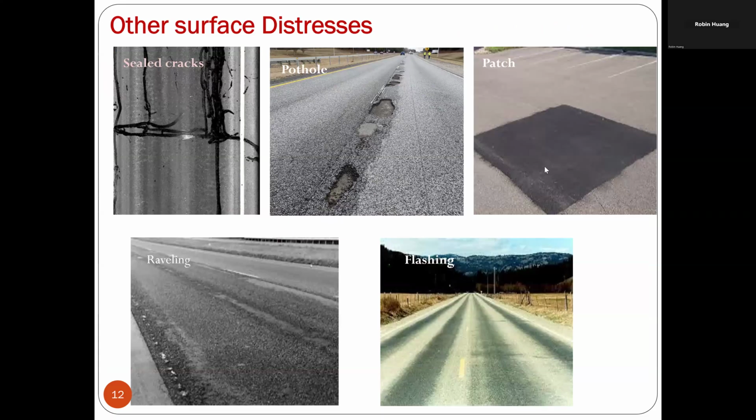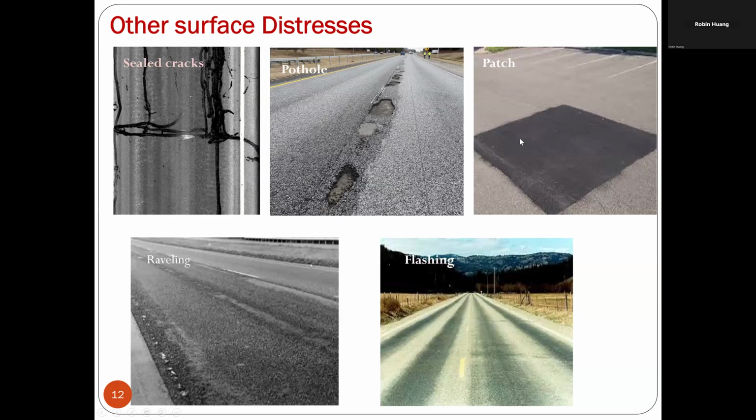So the other distresses the 3D systems can also do, like here is the sealed crack. We can process the sealed crack from the intensity image, and also the pothole. The pothole is a very severe problem on the road condition. So the system can use the 3D range data to detect the pothole.